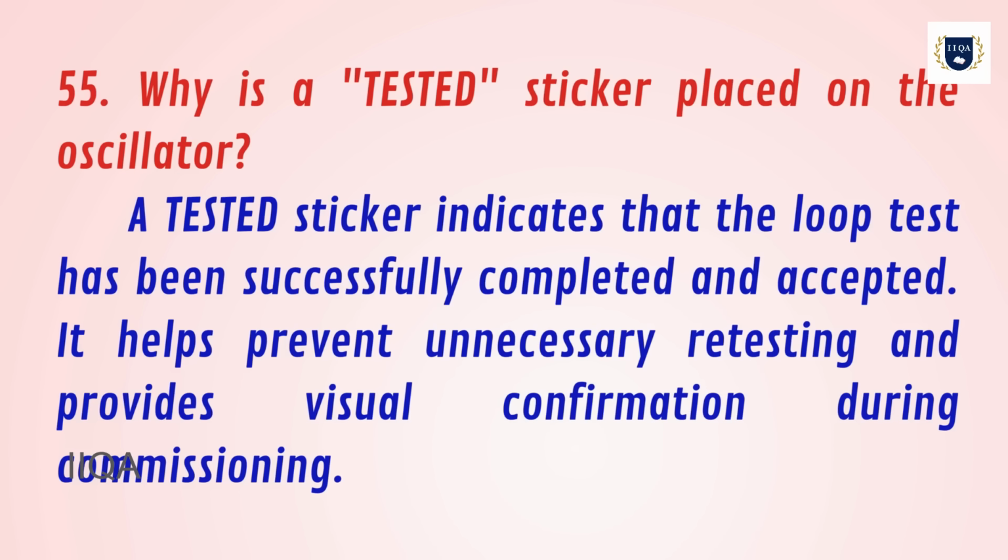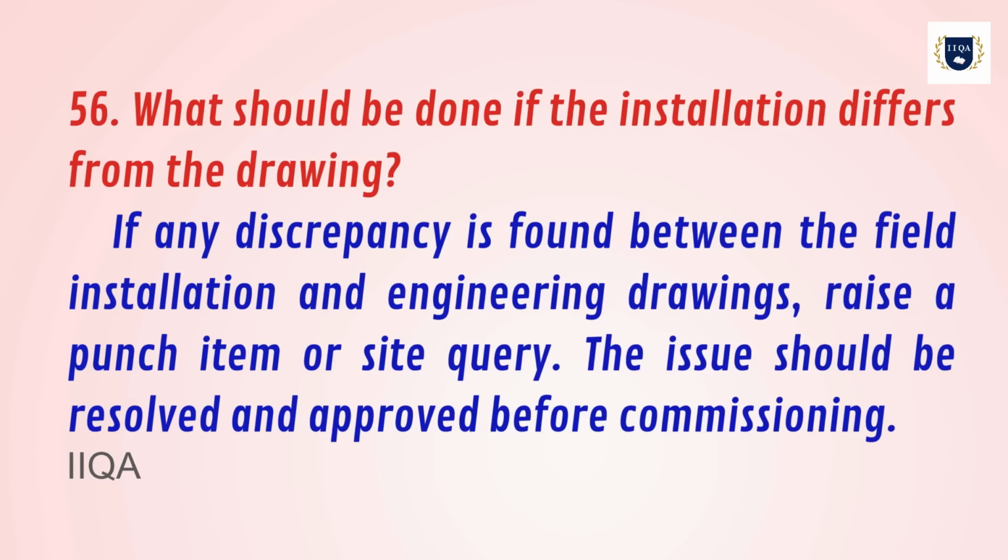55. Why is a tested sticker placed on the oscillator? A tested sticker indicates that the loop test has been successfully completed and accepted. It helps prevent unnecessary retesting and provides visual confirmation during commissioning.